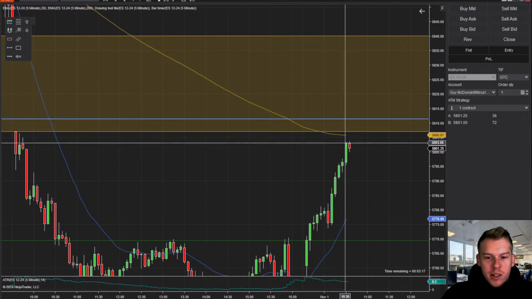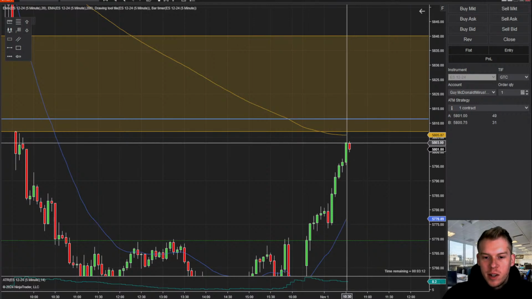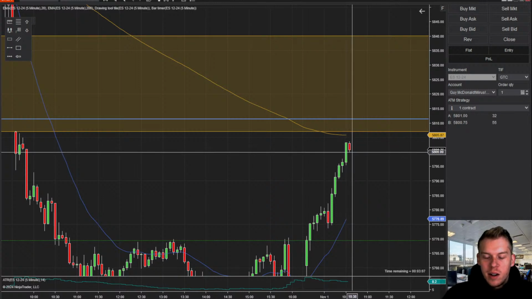So the market's now touched 5,800. And in fact, since it broke out above it, it's coming back and testing it now to see if 5,800 will act as support.